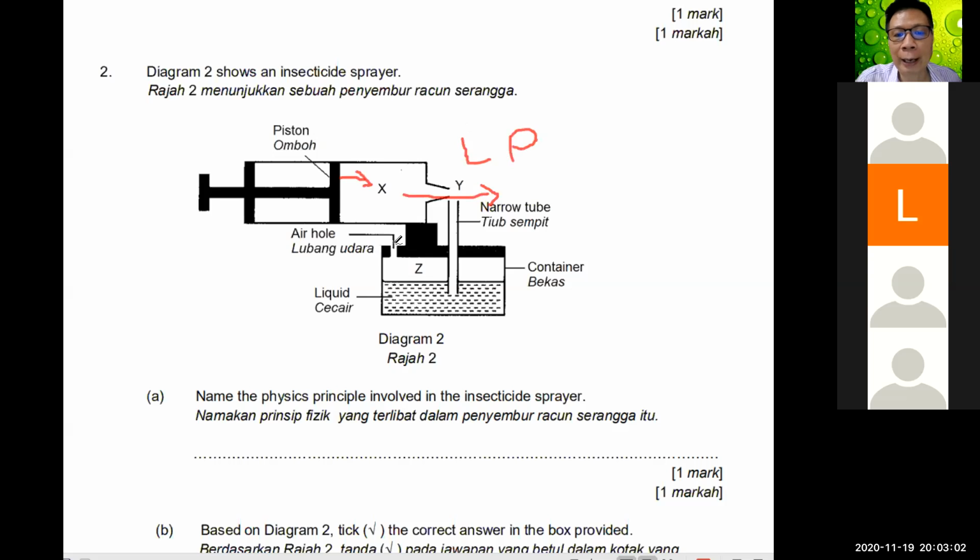Then the atmospheric pressure comes in here, which is higher now, because here is low pressure. The higher atmospheric pressure then pushes the liquid up into the tube. When the liquid goes up, it gets spread out because the air comes out very fast at low pressure. It spreads out evenly like that. This is how this thing works.